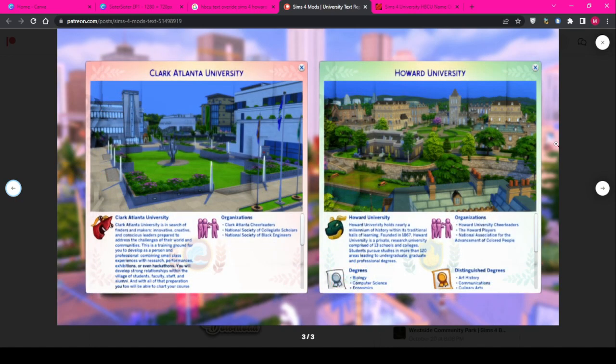And so this right here is what it would look like in game when you're looking or researching these degrees, or once you get accepted into those degrees. This is pretty much what it shows you in the game. Now I'm going to go ahead and show you guys what the text overrides for Howard University and Clark Atlanta look like in the game, because this is the text override that I specifically have in my game. So I'll make sure to show you guys what it looks like.